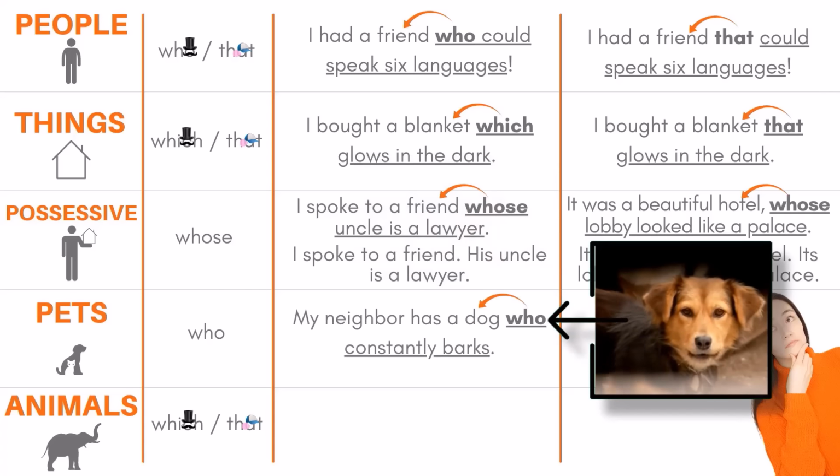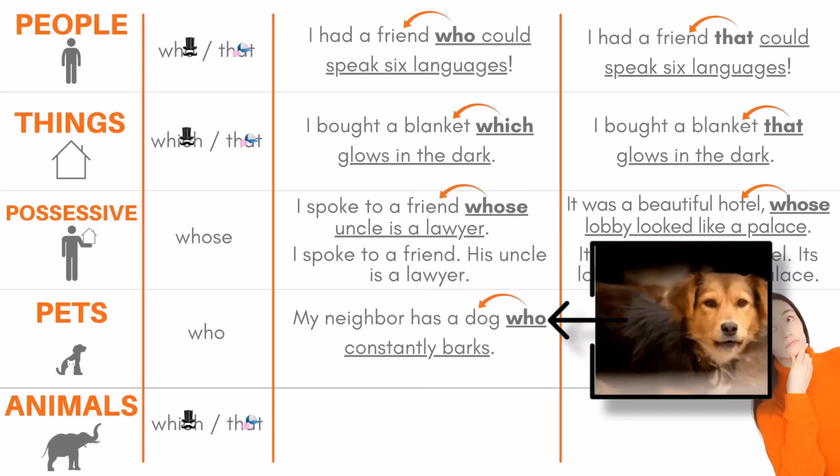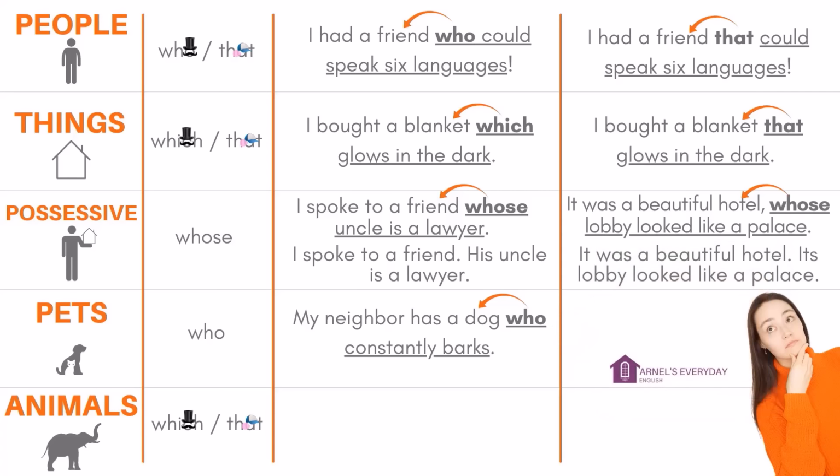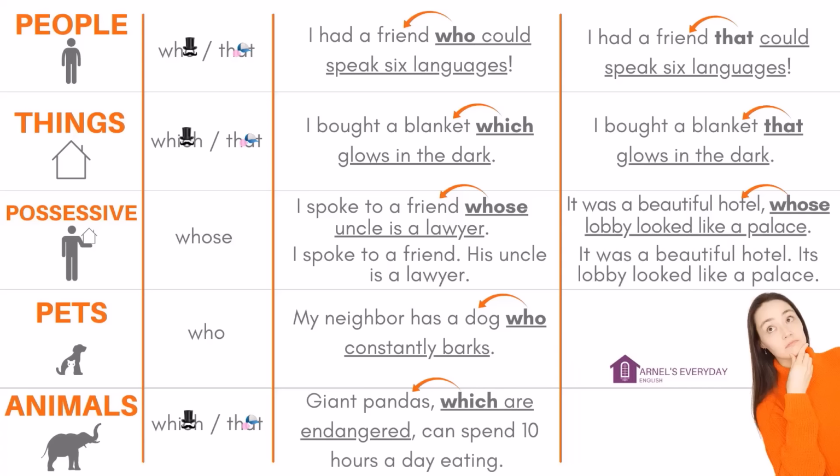My neighbor has a dog who constantly barks. So annoying. Yes, sometimes for pets we do use which or that. Giant pandas, which are endangered, can spend 10 hours a day eating. Animals that have hair or fur are called mammals.